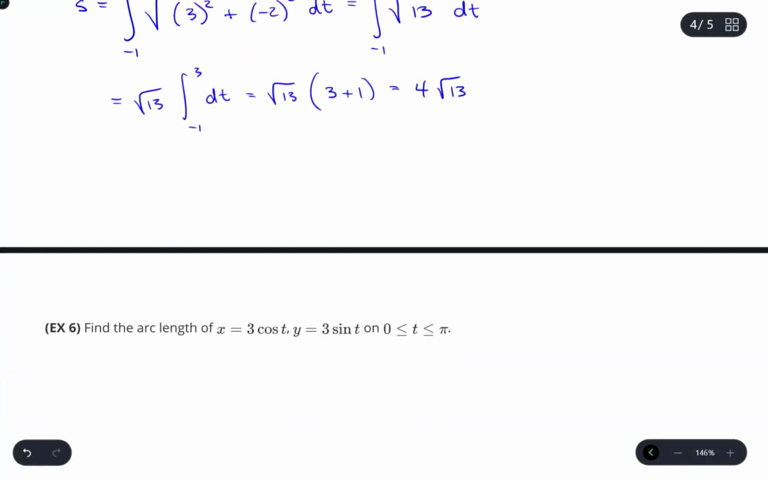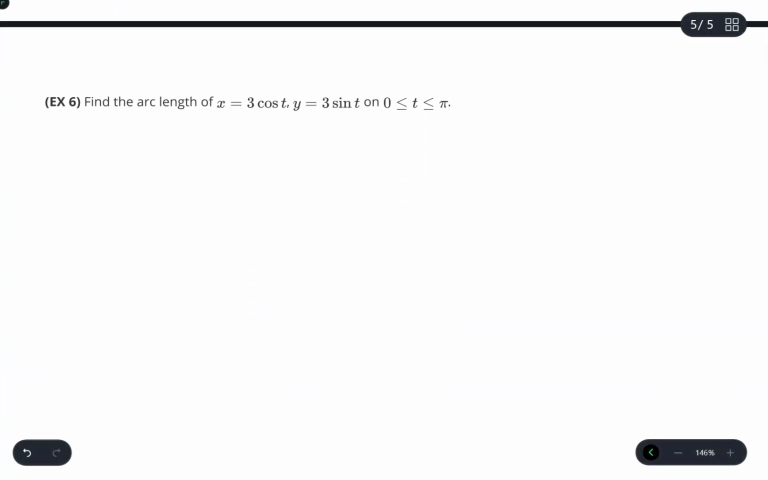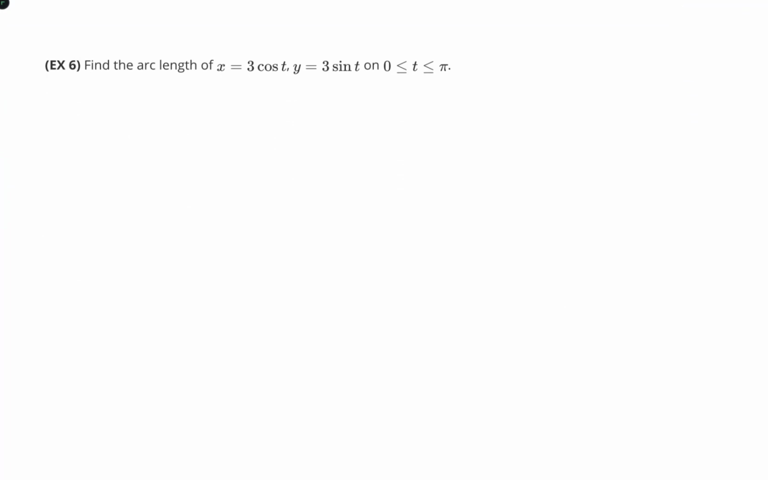Okay, so let's do a little more interesting example. This is a circle, so we want to find the arc length of a circle, and this is on the interval from 0 to pi. If I was going from 0 to 2 pi, I would be traversing around the entire circle and essentially getting the circumference of the circle. So let's see what happens.